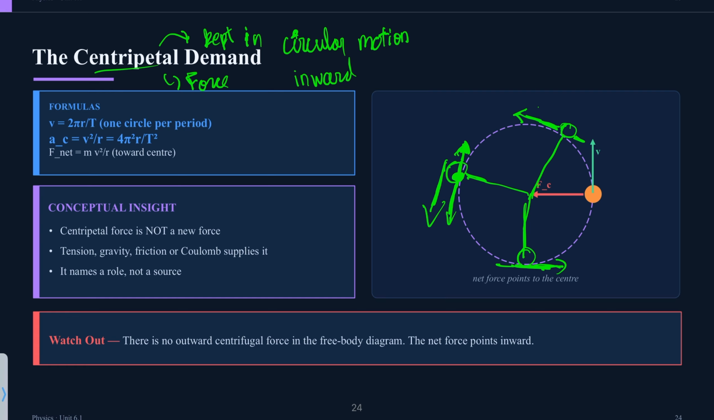Because even though you might think, suppose you drop the ball at this point, right? Suppose the string snapped. You might think that it would keep going in a circle and go away like that. But it's actually just going to go in a straight line like this. Okay? Because that's the direction of the velocity.